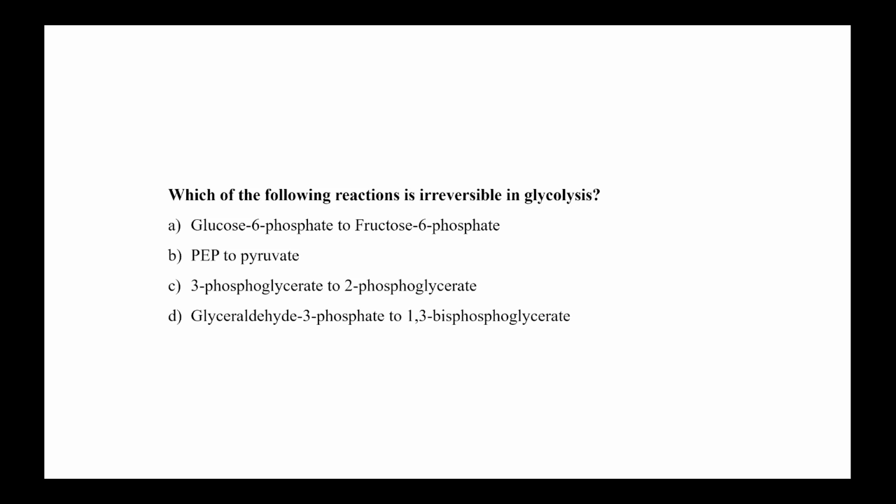Which of the following reactions is irreversible in glycolysis? Option A, glucose 6 phosphate to fructose 6 phosphate. Option B, phosphoenol pyruvate to pyruvate. Option C, 3 phosphoglycerate to 2 phosphoglycerate. And option D, glyceraldehyde 3-phosphate to 1,3-bisphosphoglycerate.